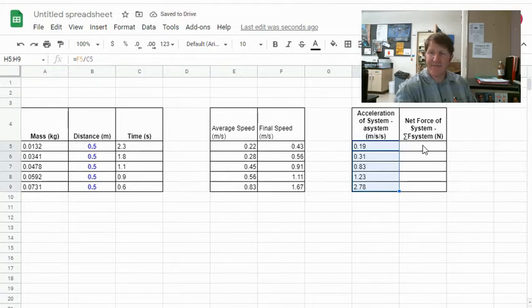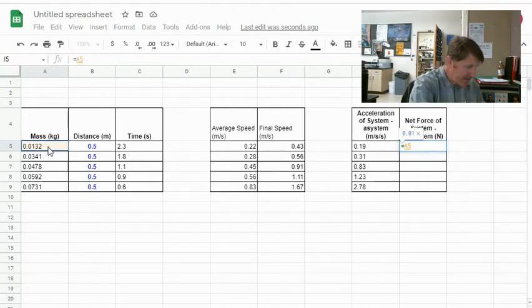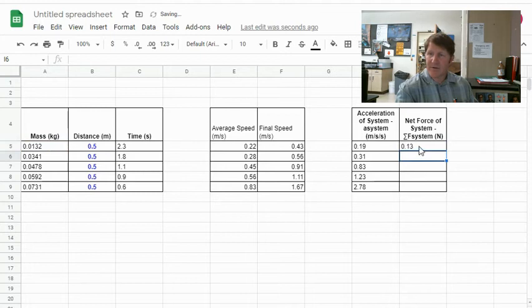And then my net force again is the weight of my washers. So to do weight, it's going to be mass times gravity. So I'm going to hit equals. And the mass, I'm going to come all the way over here, click on the mass of one washer, and then I'm going to multiply that. So shift 8 times gravity, which I'm going to use 9.8 to be a little bit more precise. And then I'm going to hit enter. I get my number, click on that cell, and again, highlight it and pull it down. And now I have my net forces.